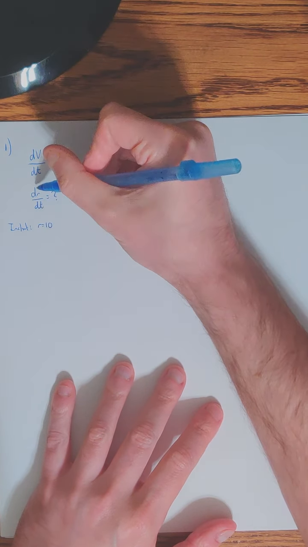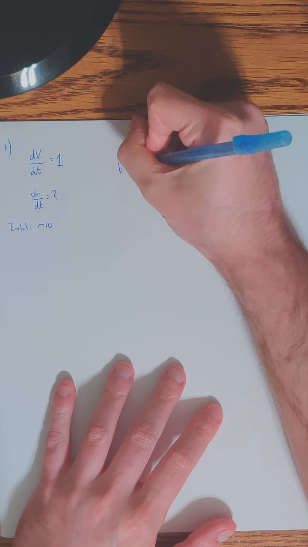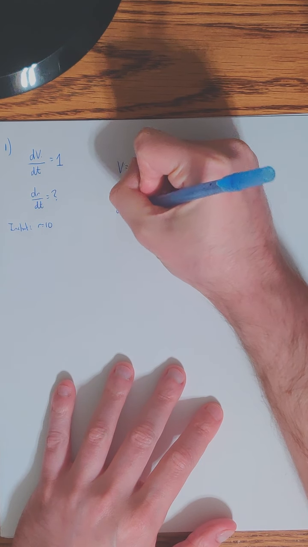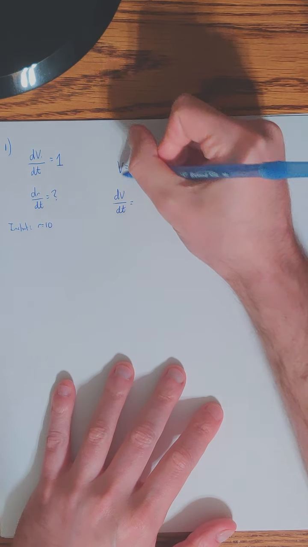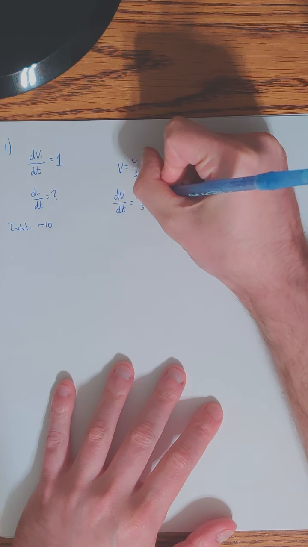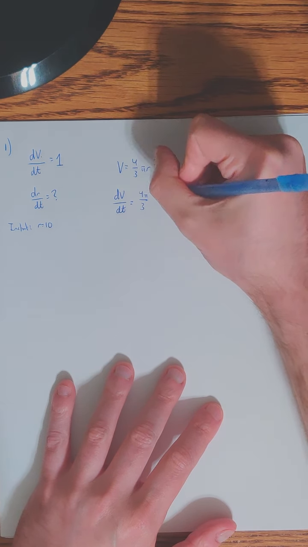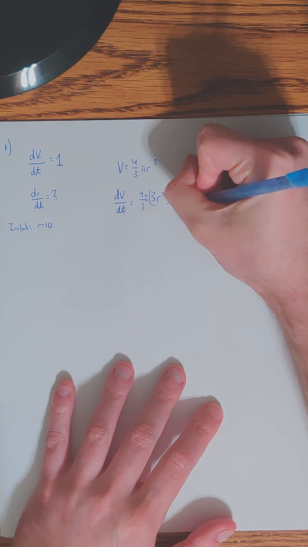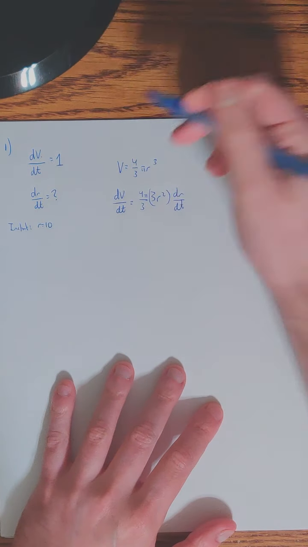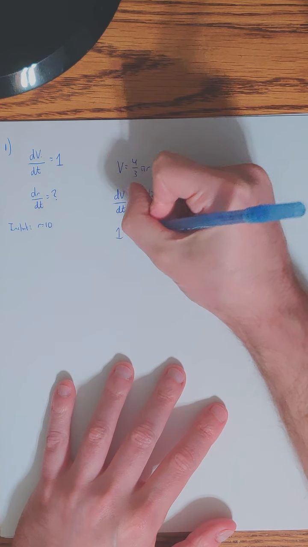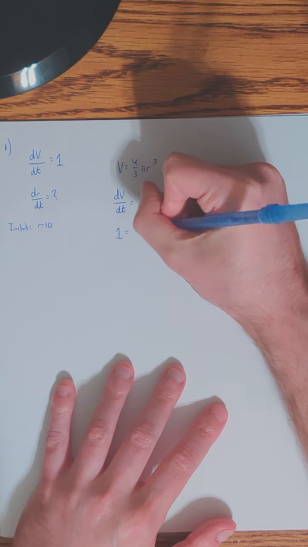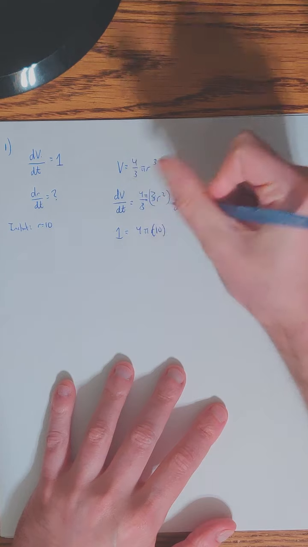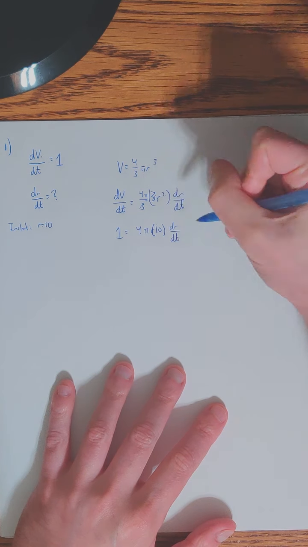So I need a relationship between the volume of a snowball and its radius. Well, that is 4/3 pi r cubed. And then we differentiate both sides with respect to t implicitly. dV/dt, constant, so pull it out, 4/3 pi. And the derivative of r cubed with respect to t is 3r squared times the inner derivative with respect to time. And now we can plug in and simplify. dV/dt is 1. The 3's will cancel, and we will have 4 pi, the r is 10, dr/dt.